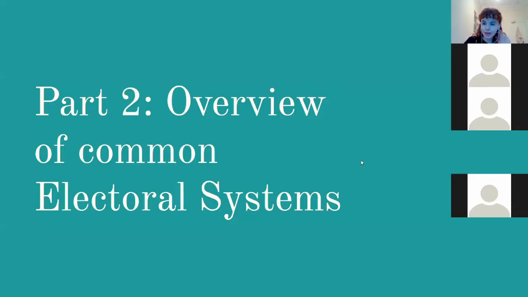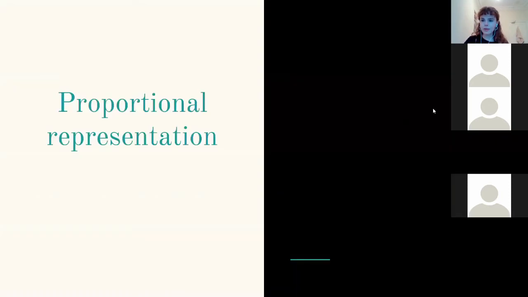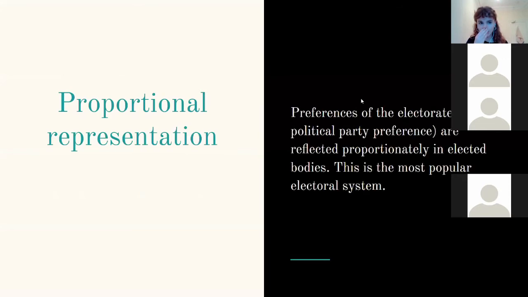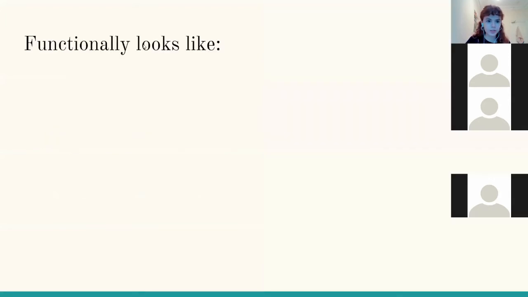Okay, part 2 of this talk is going to be an overview of some common electoral systems and a rundown of what they look like. Starting off with proportional representation, this is a big umbrella term because it can mean a lot of different things. But what this umbrella composes is systems where the preferences of the electorate, like political party preference, are reflected proportionately in elected bodies. And this is the most numerically popular electoral system, so the most number of countries use it.